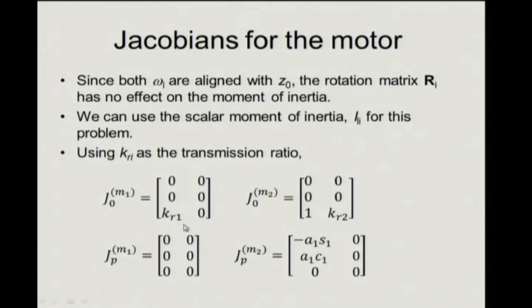So, effectively we can use the scalar moment of inertia without any problems, and finally, if you use KR1 and KR2 as the transmission ratios, you can write the Jacobians for the motors, which are a little different from the Jacobians for the links, because there is a transmission ratio connecting the joint rates to the motor rates. If the motor goes at an omega I, the joint does not go at omega I, it goes at omega I times the transmission ratio. So, this is the modifying factor which was discussed when I did the formulation. So, you simply accumulate them and you get these two matrices, again the Jacobians for the motors.